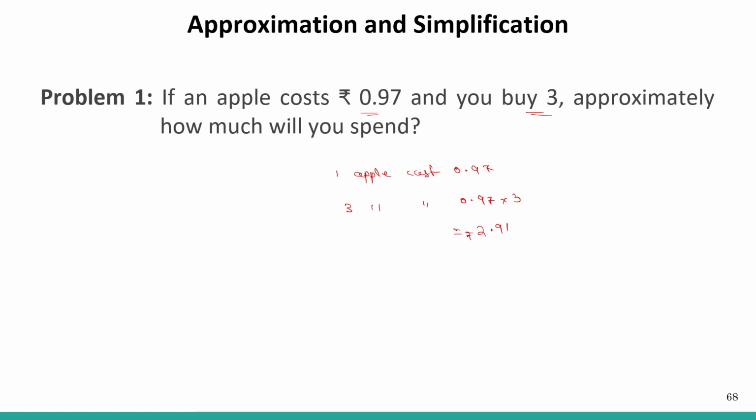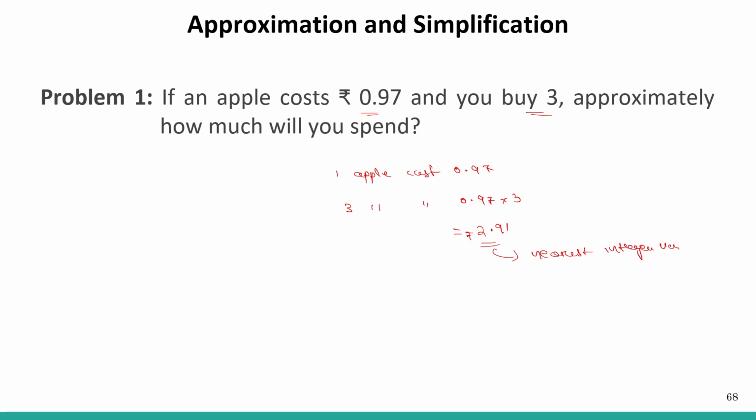So what we want to do is approximate how much I will have to spend. Basically, I want to approximate it to the nearest integer value. How can we do it? By approximating the decimal part.